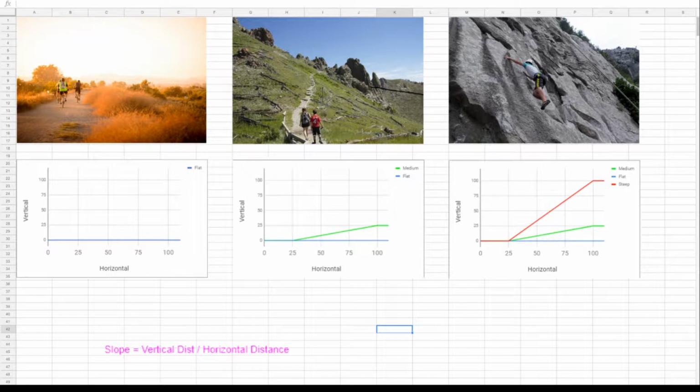If you go a moderate amount, it has an intermediate value, as in here. And if you don't go up at all when you go horizontally, the slope is 0. I don't illustrate it here, but if we were going downhill, the slope would be negative, because for every meter you go forward, you'd be going down, which would make it a negative value.